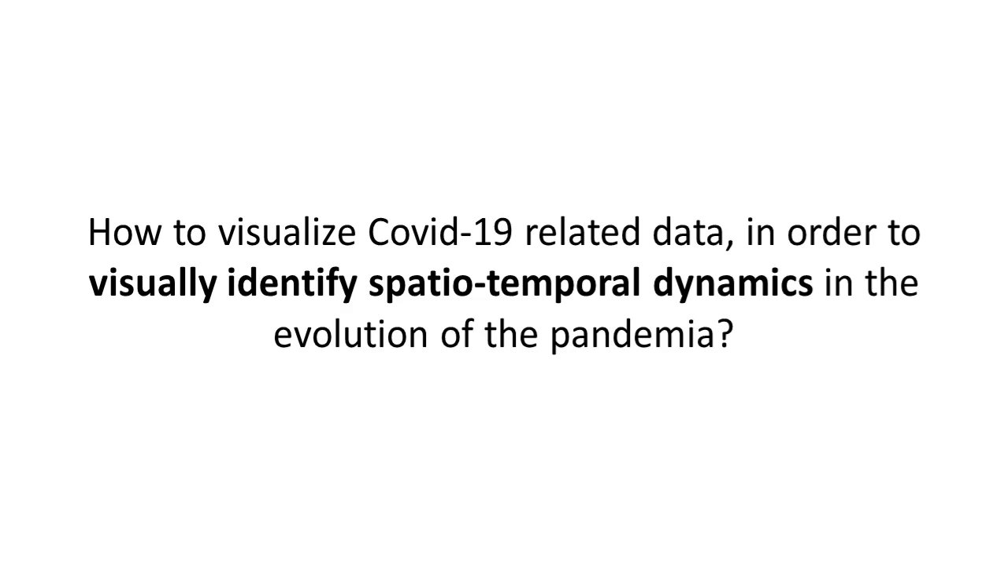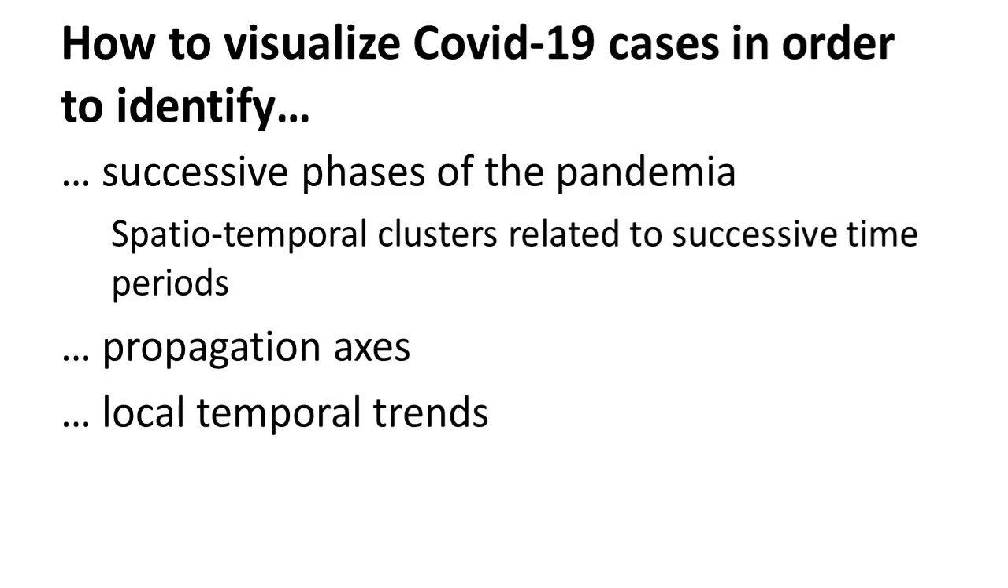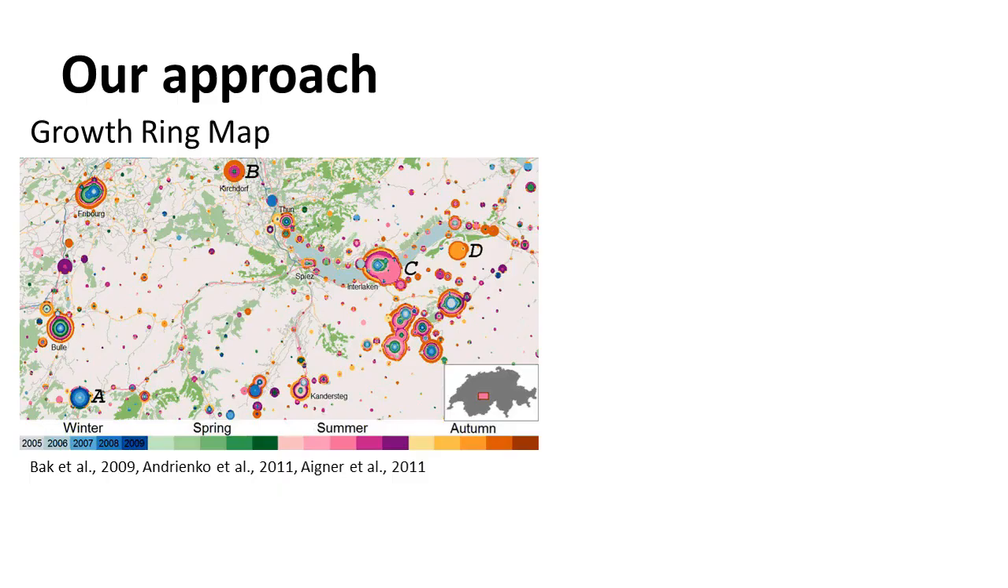How to visualize COVID-19 related data in order to visually identify spatio-temporal dynamics in the evolution of the pandemic, and especially how to visualize COVID-19 cases in order to identify successive phases of the pandemic by observing spatio-temporal clusters related to successive time periods, propagation axes of the pandemic, or local temporal trends. To do so, we investigated two visualization approaches.